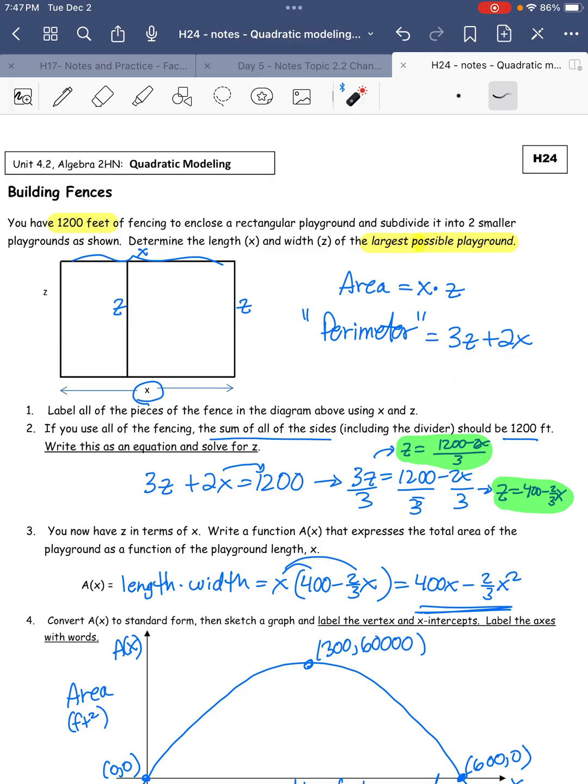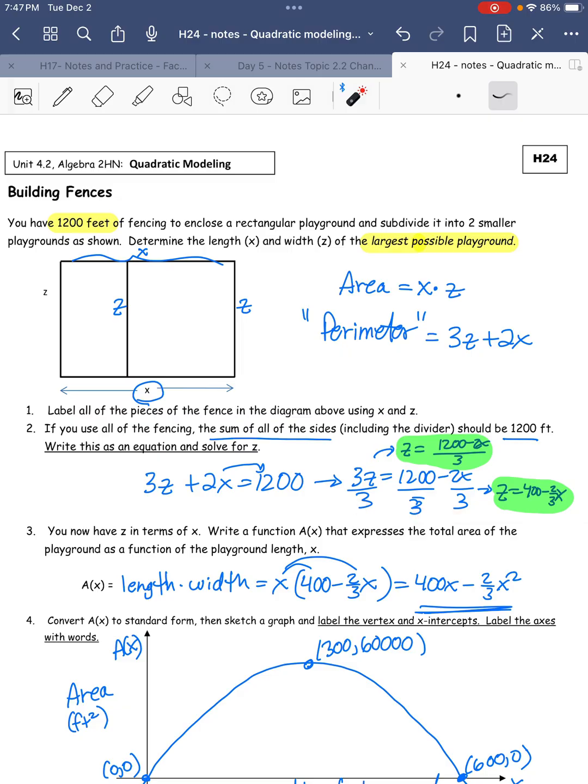Now, we're going to need to calculate the area as well. The area is the length times the width. So my x, whichever I choose that to be, times z. So I need to solve this equation for z so that I can do x times z when I do my area. To solve this one for z, I'm going to move the 2x over. So it becomes negative 2x, so 1,200 minus 2x equals 3z. And then to get rid of the 3, I divided everything by 3.